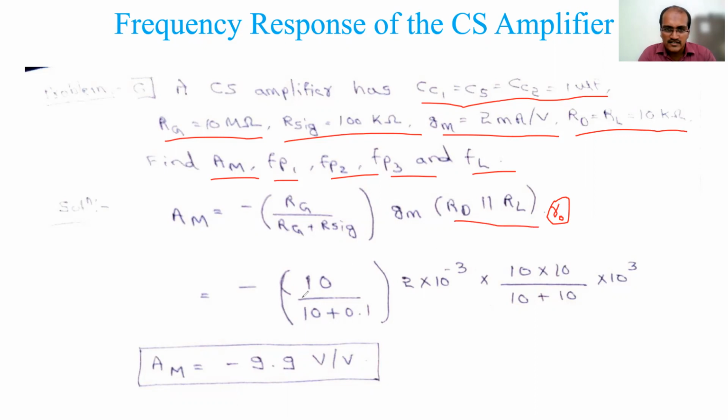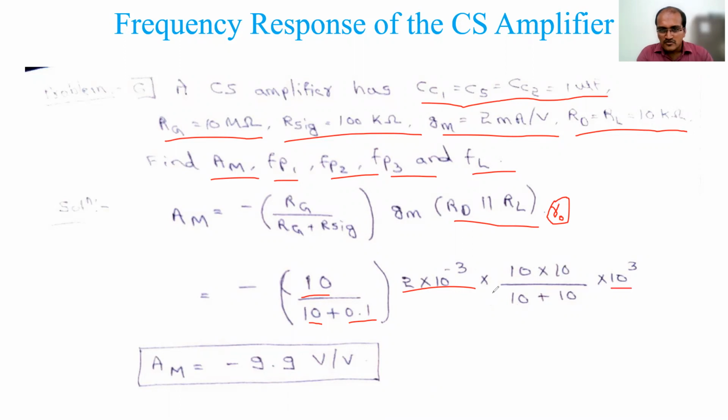Everything is given. RG is 10 mega ohm, then R signal is 100 kilo ohm, converted to mega it is 0.1. 10 to the power 6 is not written because in both numerator and denominator this 10 to the power 6 will cancel out. gm is 2 milli, 2 into 10 to the power minus 3. RD parallel to RL is RD into RL by RD plus RL, 10 into 10 by 10 plus 10, and it is in kilo, that's why 10 to the power 3 is there.